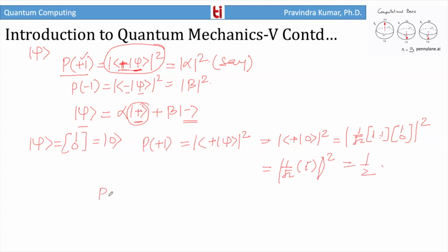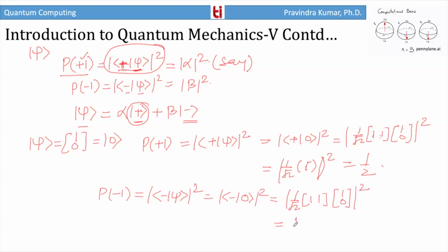Similarly, the probability of getting the eigenvalue minus 1 is the mod square of the inner product of eigenstate minus and quantum state psi, or I can write minus 0. It will be equal to the mod square of 1 by under root 2 (1, minus 1) and ket 0, which is (1, 0). This is mod square and it will be 1 by 2. So this quantum state psi can be written as 1 by under root 2 quantum state plus, plus 1 by under root 2 quantum state minus.